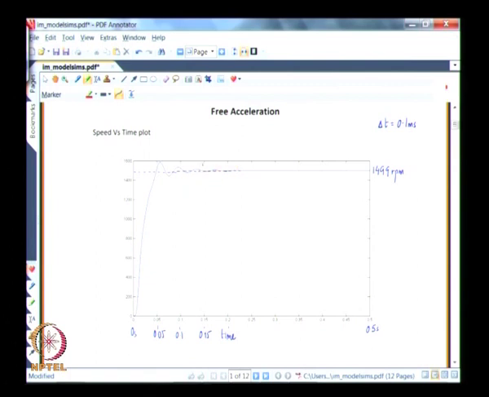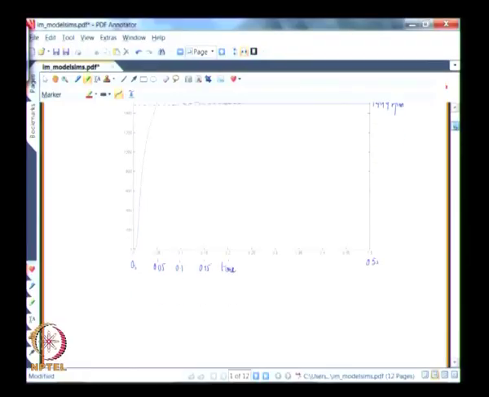Now how many oscillations are there and how much overshoot is there would depend upon how much moment of inertia the system has. So that will come out from the solution of the machine. So this is the speed versus time plot.